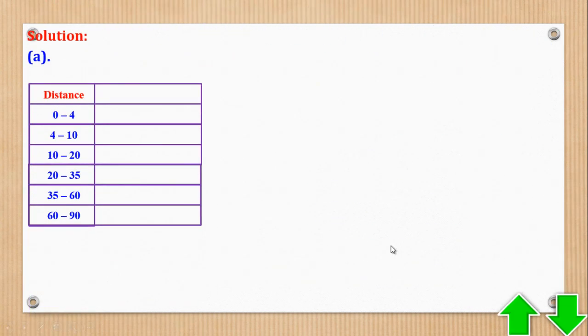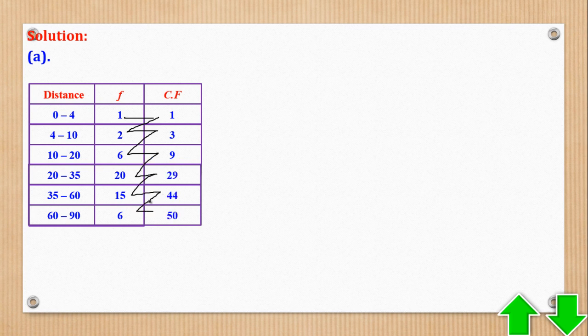The number of sportsmen, that is frequency, F, we shall just write what is given. Then for cumulative frequency, we shall keep on adding cumulatively. So first write 1 here, then plus 2, it gives that, plus 6, plus 20, plus 15, plus 6, and that will be the table they wanted.